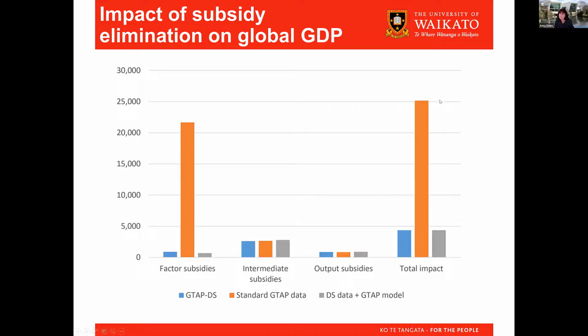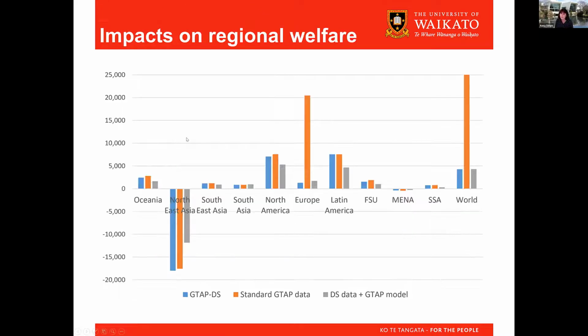But the result that really shows through here is this impact. The orange bar, if we use the standard GTAP database, shows an extra almost $21 billion in gains in global GDP if we'd left that large wool subsidy in. So it makes a huge difference to the global results. And if you look at the decomposition, these are factor subsidies, intermediates and outputs. It's all driven by these factor subsidies and pretty much by the EU wool.